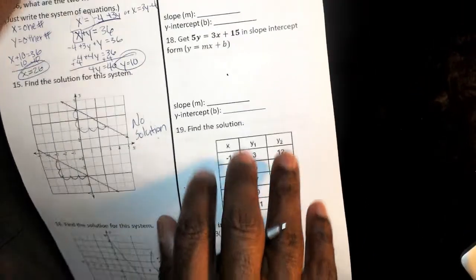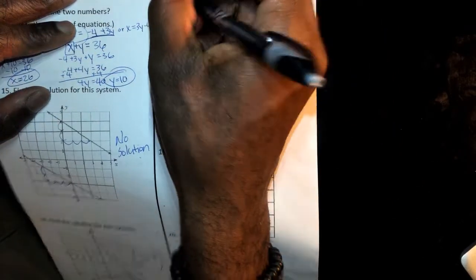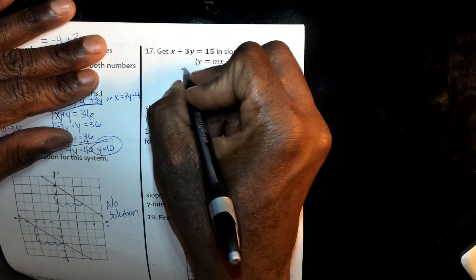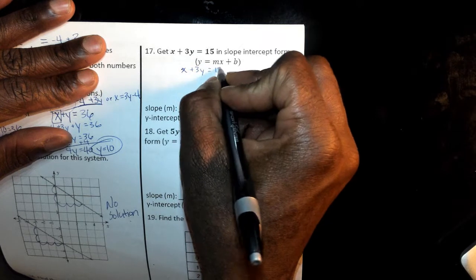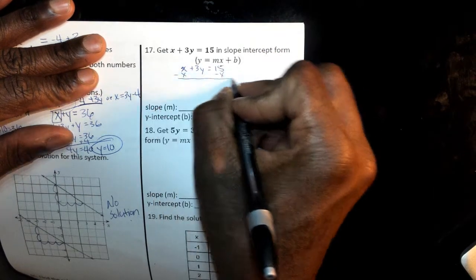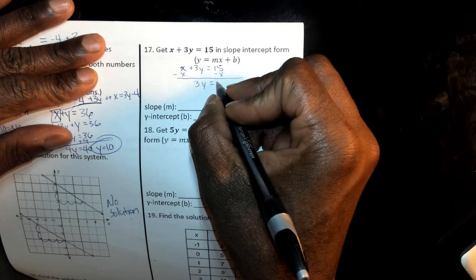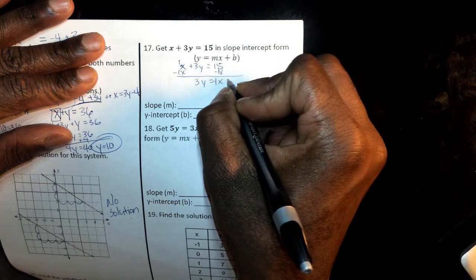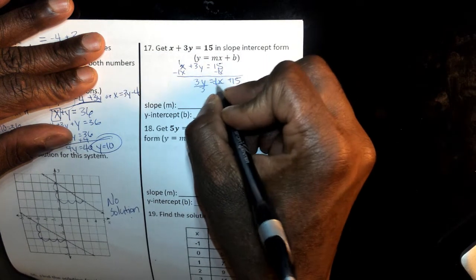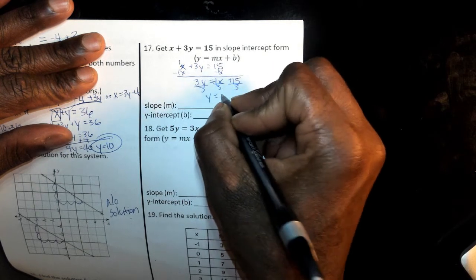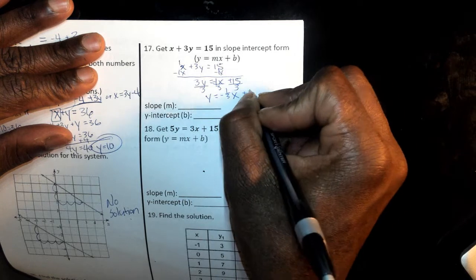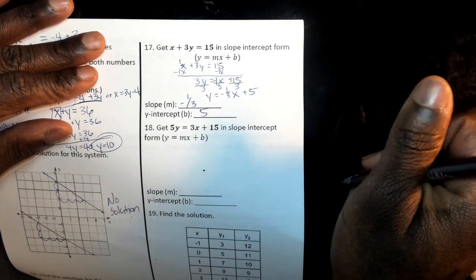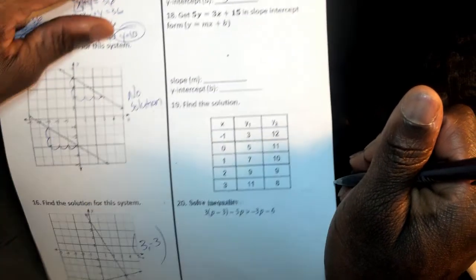Alright, get into slope intercept form. That's just solving for y. So we got x plus 3y equals 15. Subtract x from both sides. Let's put a 1 in front of the x, because it's going to help us when we get our slope. Let's get y equals negative 1/3 x plus 5. So our slope is negative 1/3. Y-intercept is 5. Boom. Took me all of 2 seconds.